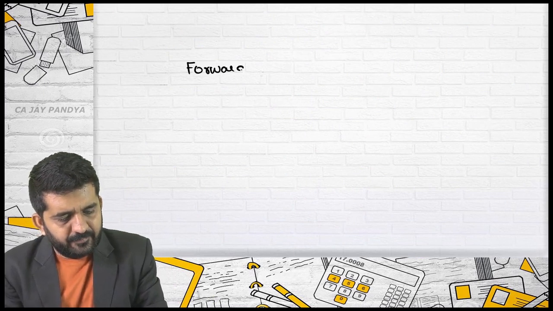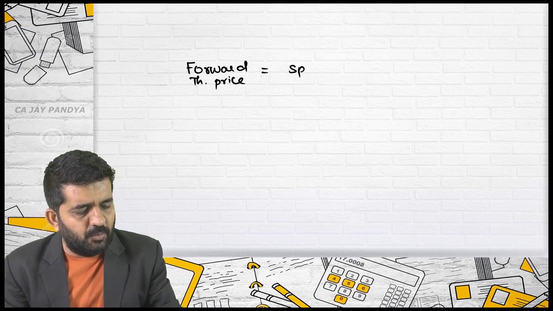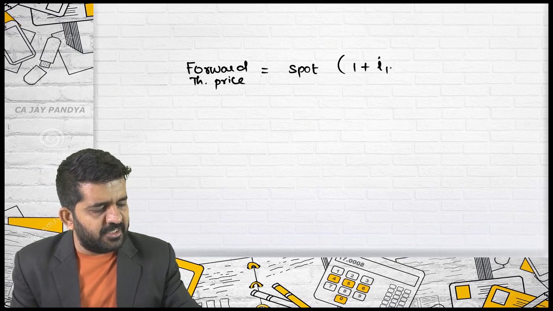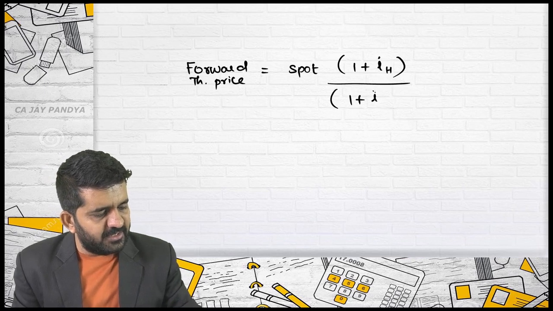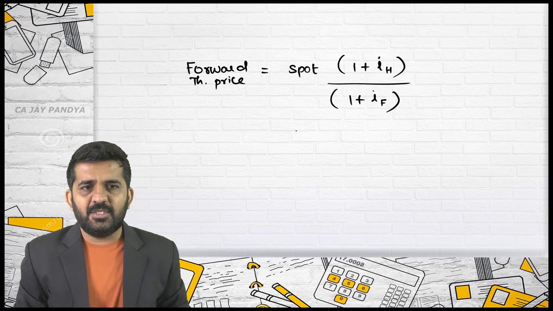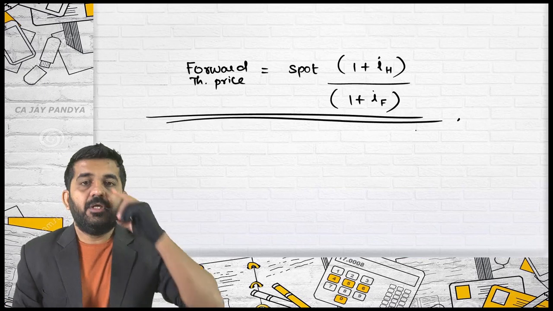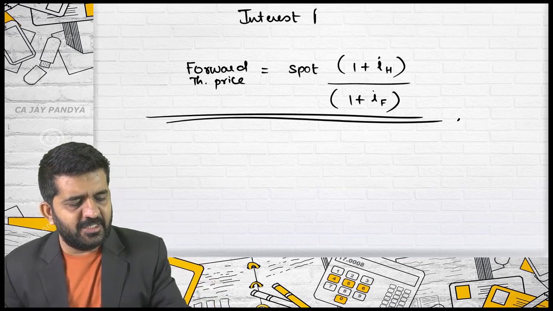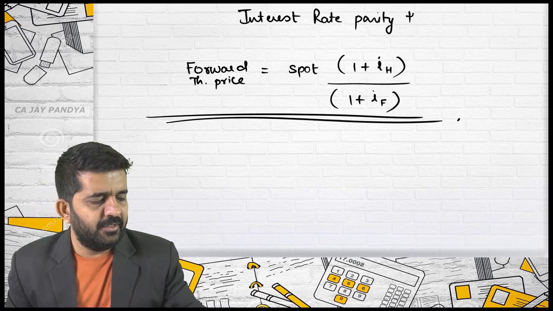Forward theoretical price should be equal to spot into 1 plus interest rate of home currency divided by 1 plus interest rate of foreign currency. That's all. This is nothing but the theoretical price of forward, and this theory is known as the interest rate parity theorem.